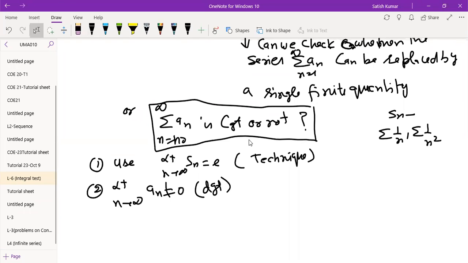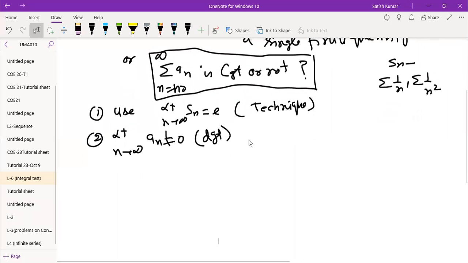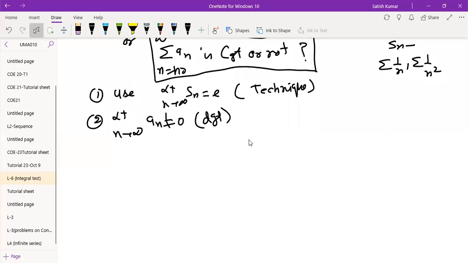Now, what is the next topic? What should be the nature now? If Sn equal to L is not possible, and limit of an is not equal to 0 does not apply, like in summation 1 by n or summation 1 by n square, or n plus 1 divided by n square plus 1, can we say this series is convergent or divergent? How should we go for these types of series? Then the debate was there among mathematicians.